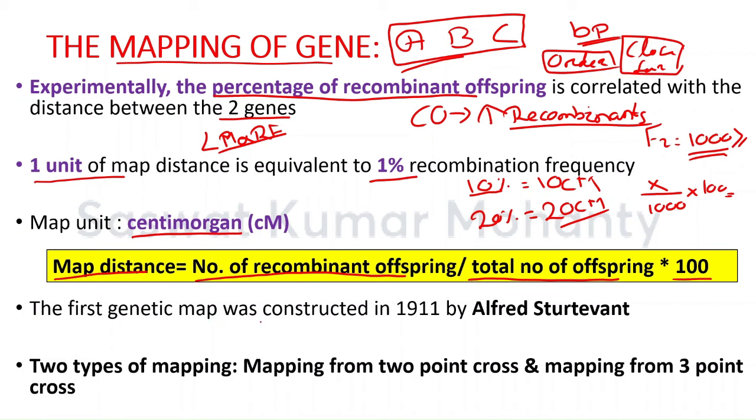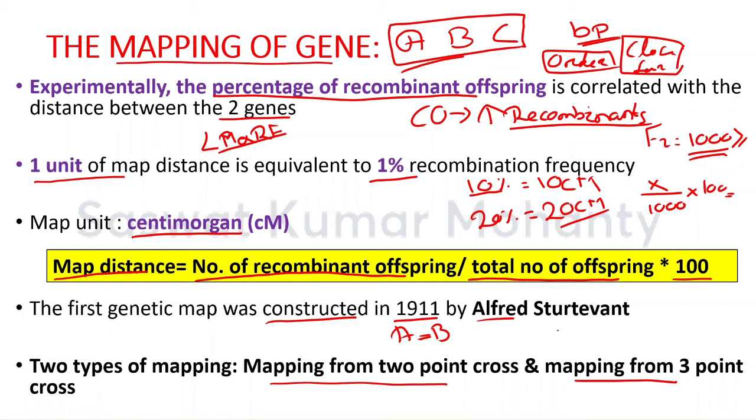For a Part B question, keep in mind that the genetic mapping was constructed in 1911 by Alfred. There are two types of genetic mapping: mapping with a 2-point cross and mapping with a 3-point cross. Mapping with a 2-point cross means mapping between two genes, for example gene A and gene B. Here you calculate the recombination frequency between these two genes, and directly get the recombination frequency.